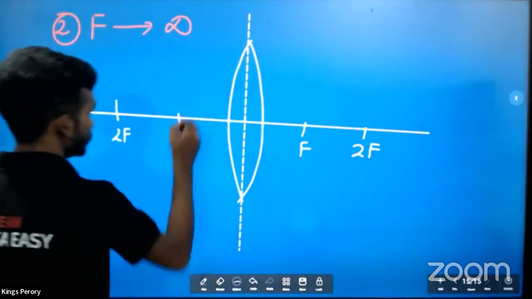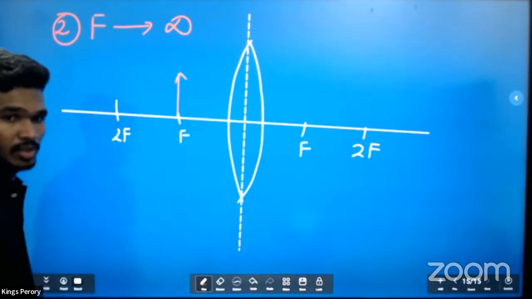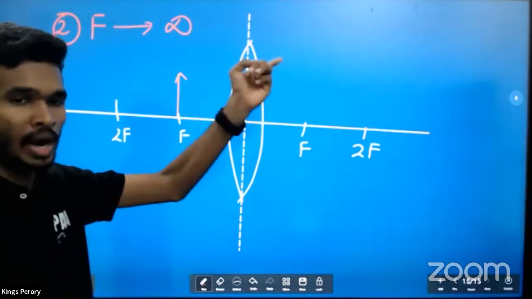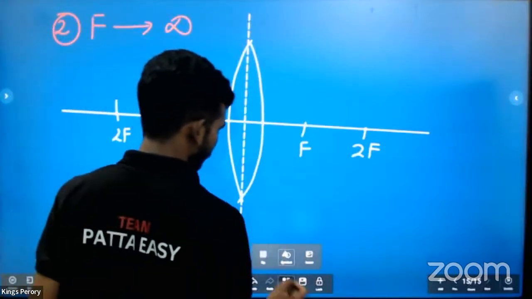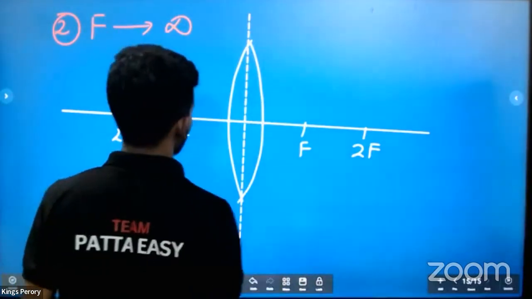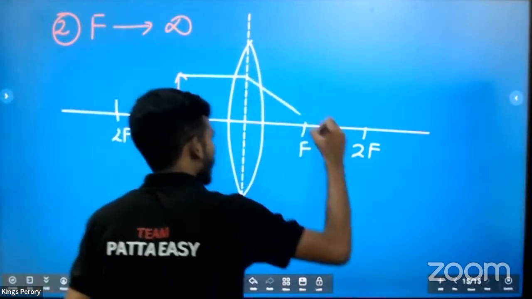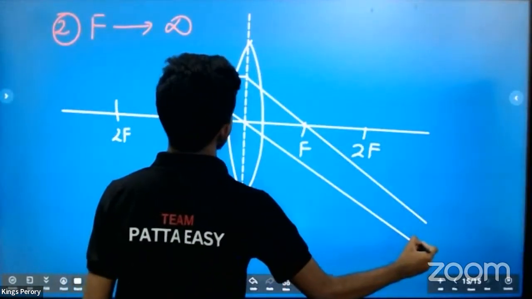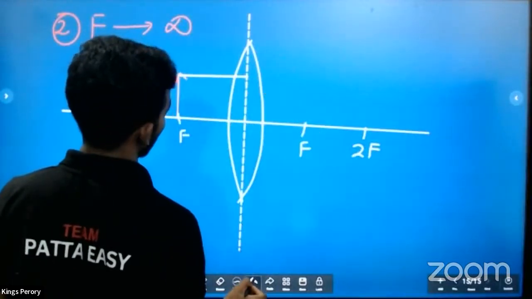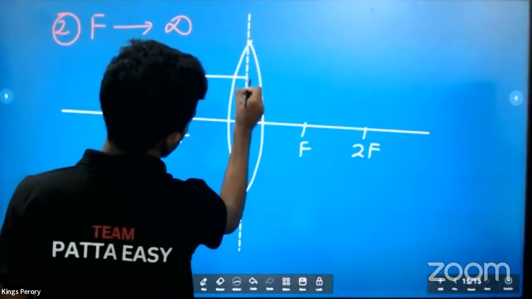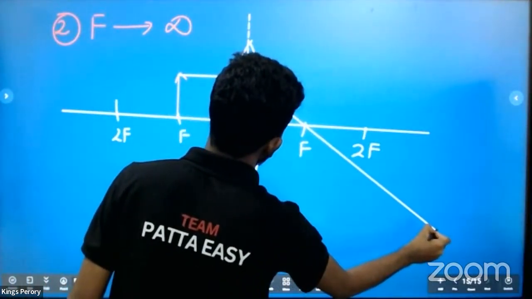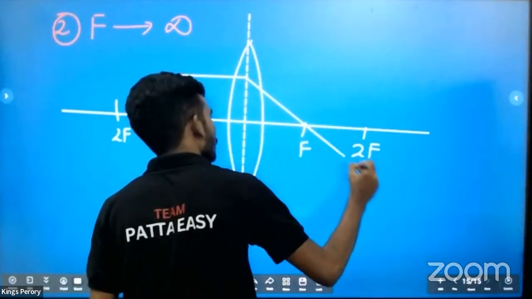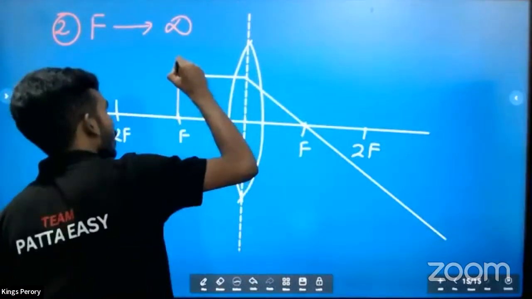Object at focal. You don't worry about the foot, you only worry about the head. From the head, two light rays: one parallel, the other through the optical center. The parallel one refracts and goes through your focal, the other one through optical center travels in the same path. Properly scale it and do this one. Now here I am not scaling properly with the speed. But when you are doing, if you take 5 cm that side, take 5 cm this side also.